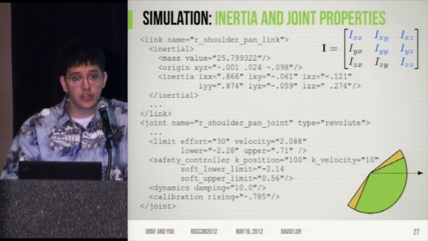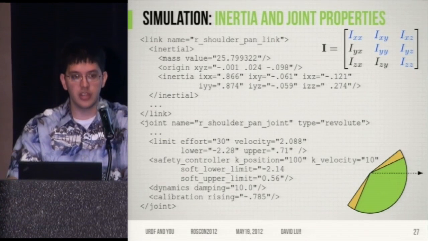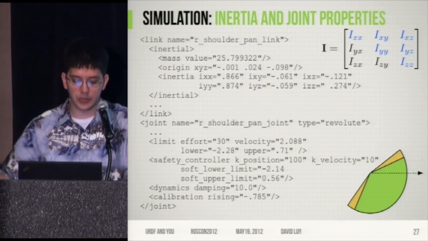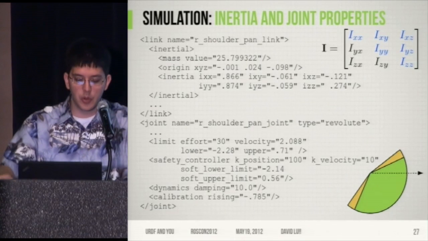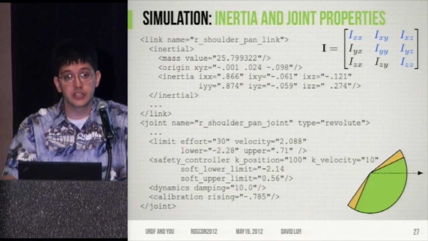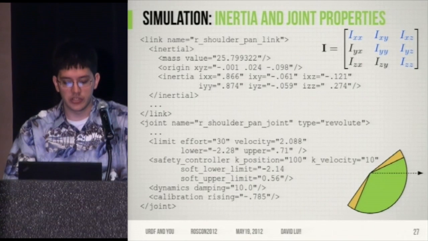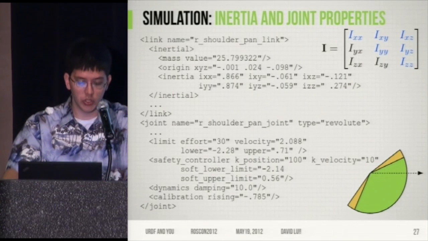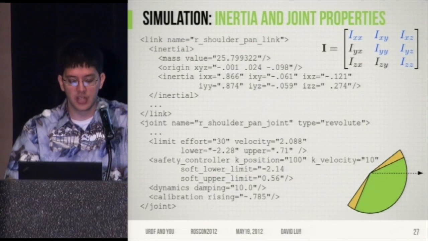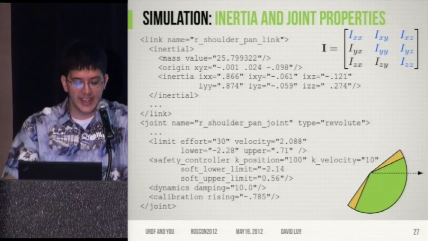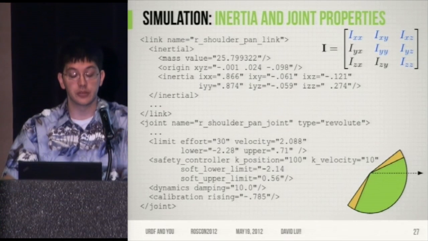And then for the joints, there are also a number of physical properties that you would want to model. We've already talked about the hard lower and upper limits for revolute joints. But we can also specify soft limits, which we want the controllers to operate in and not actually go to the hard limits, and we do that with the safety controller tag. We can also specify some information about the dynamics of the joint, and you can also put in the calibration information here.